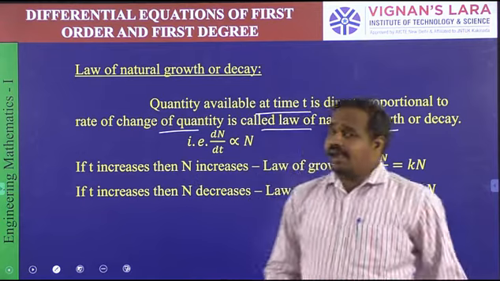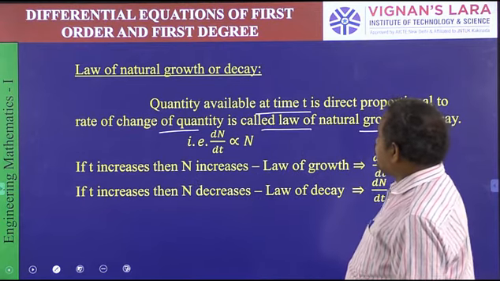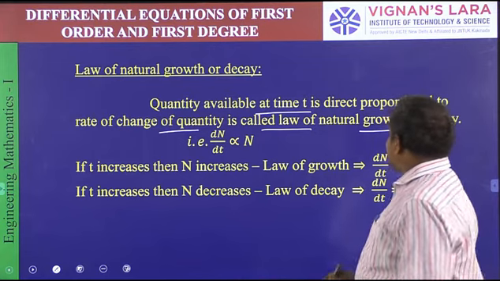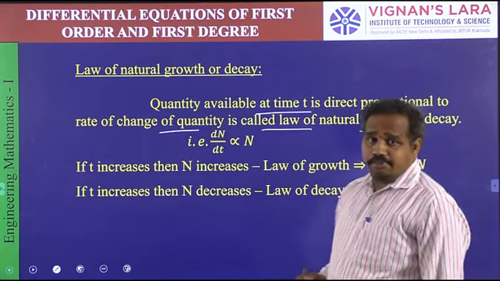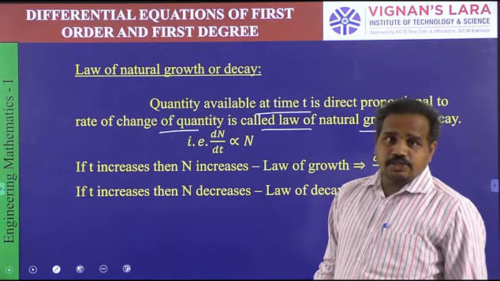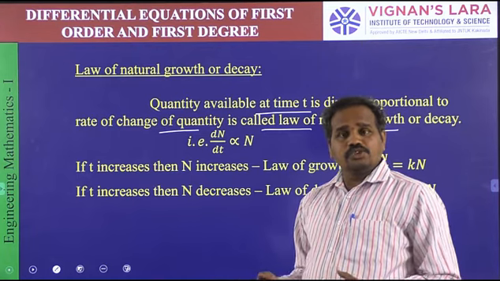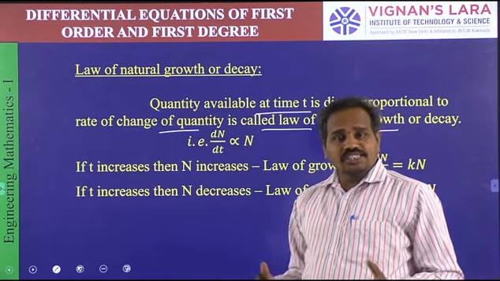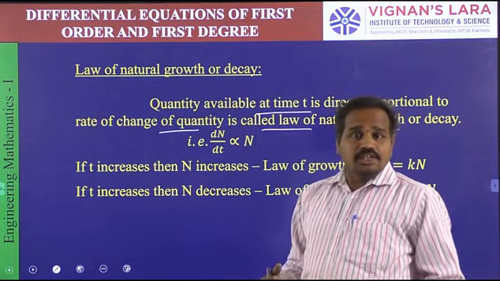The quantity available at time t is directly proportional to the rate of change of quantity, which is called the law of natural growth or decay. For example, ore mining. What is mining? As time increases, mining is going on, that means the ore hills will decrease. So as time increases, the quantity will be decreased.